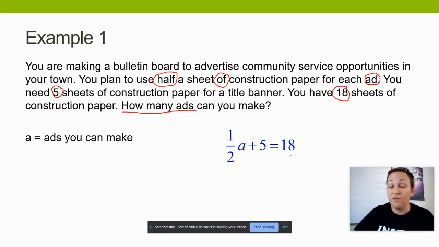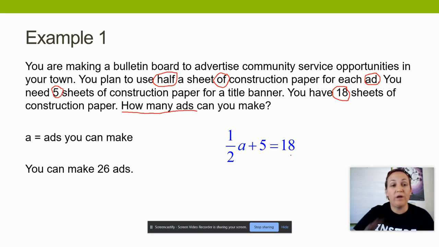Now I'm going to let you solve it on your own. When you're done solving it, come back to the video and check your answer. Remember, your final answer should be a sentence restating the question. The question was, how many ads can you make? And the answer is, you can make 26 ads. So hopefully when you solved this, you got 26.